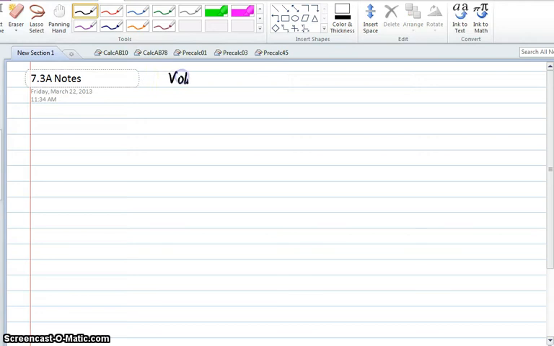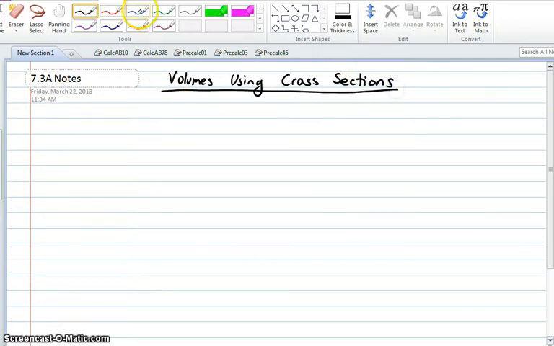So we're still doing volumes using cross-sections to find those volumes. But I'm going to look at two different examples that are a little bit different than the ones you're going to see in the book and also the ones we did in class. So let's say, for example, that we want to find the volume of the solid that is created by going between the graph y equals root x and the x-axis, which is our base region.